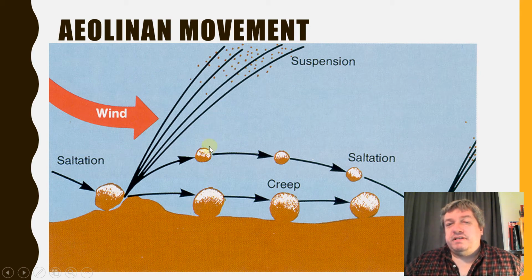Now, there are pieces that are bigger, and what happens is if they get blown across the surface and they kind of go up in the air a little bit and bounce, that's called saltation. So that's like the dust and dirt moving on the ground. If the piece of dirt or sand is so big that it can't get picked up, it just gets pushed and rolled, that's called creep.